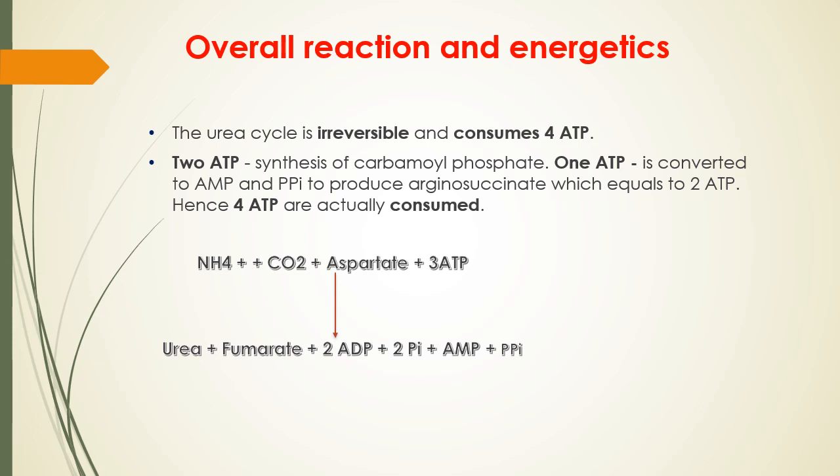Overall reaction and energetics. The urea cycle is irreversible and it consumes 4 ATP, where NH4+, CO2, aspartate plus 3 ATP are used and they are converted to form urea, fumarate, 2 ADP, 2 Pi, AMP and PPi.